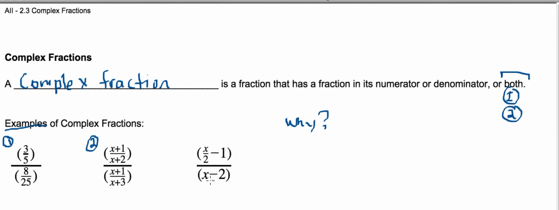Now we look at the last one. Our denominator is not a fraction. This is just an expression with two terms. But in the numerator, we have ourselves a fraction. Now x over 2 minus 1 can have a common denominator of 2. So the numerator is in fact a fraction. And it's being divided by this expression, which still makes it a complex fraction, different from 1 and 2 because it doesn't have both, but it does have a fraction in its numerator. So number 3 has a fraction in its numerator, therefore it's a complex fraction.